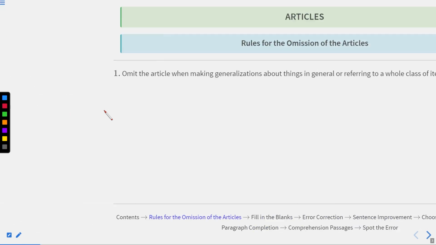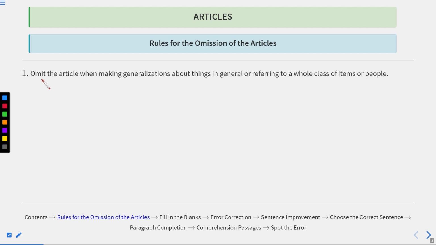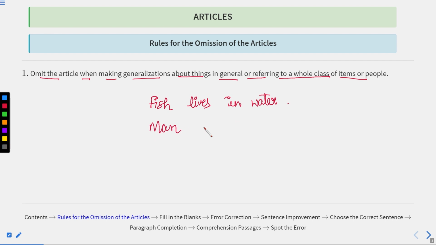Here we have the first point: omit the article when making generalizations about things in general or referring to a whole class of items or people. Now, you must have heard the sentence, fish lives in water. Also, you must have heard the proverb, man is mortal. Now, what is mortal? One who has to die one day.